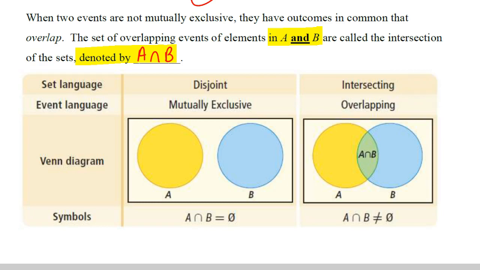So in the previous one, it looked kind of like a U. This is an upside down U. That represents an intersection. So A intersect B would reference the overlapping section of two not mutually exclusive events. So let's look at some examples for these.